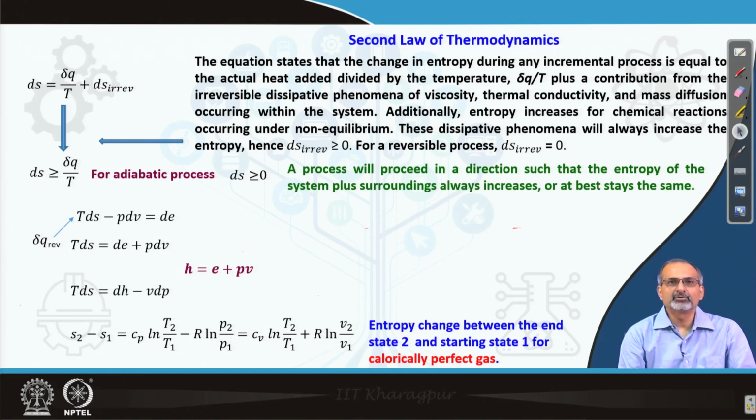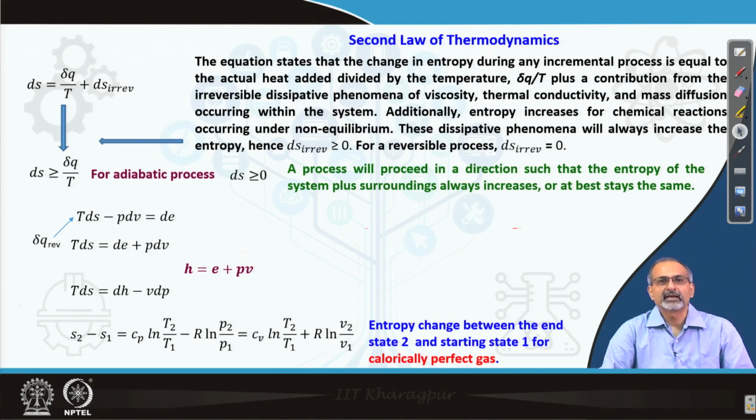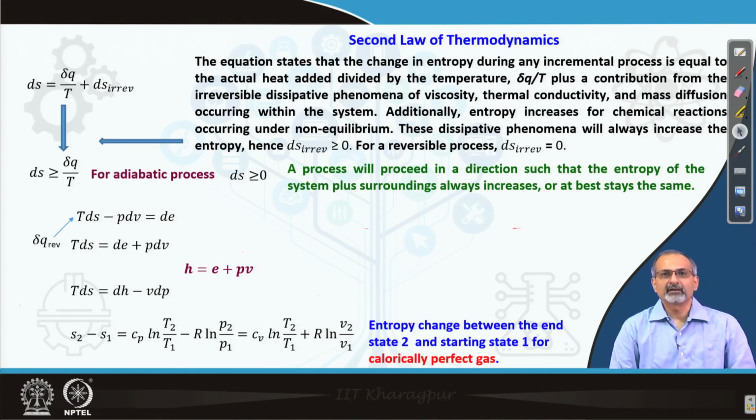Then, using the equation H is equal to E plus PV, that means the relation connecting enthalpy with internal energy and the product of P times V, we can further represent it as TdS is equal to dH minus VdP. So, all these equations you should be very comfortable with, because you have to handle all these equations elaborately in this course, and it is a good time to revise all that.